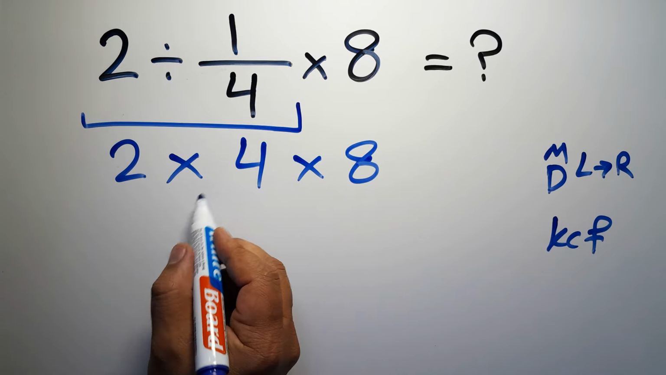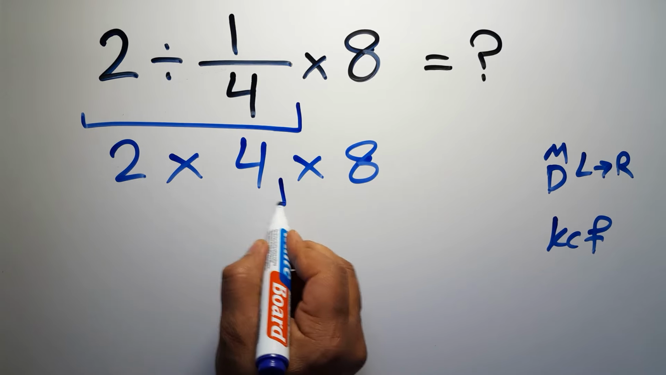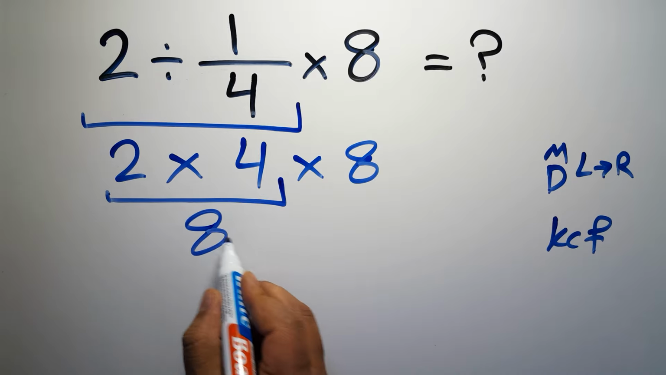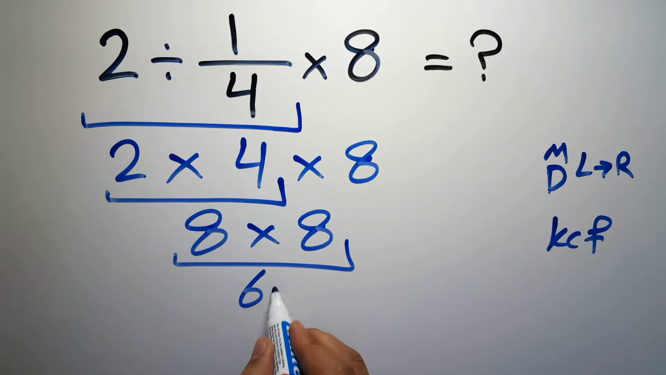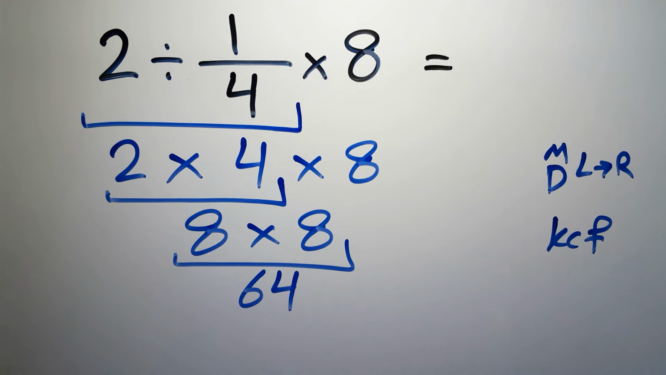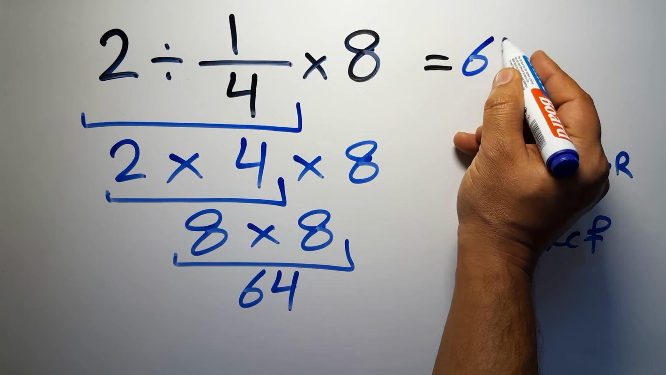First we do this multiplication. 2 times 4 gives us 8. So 8 times 8 is just 64. And this is our final answer to this problem. The correct answer is 64.